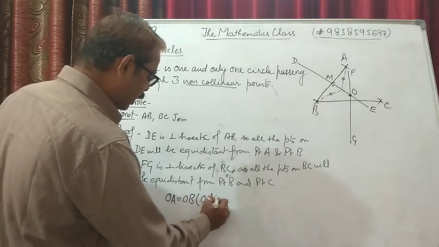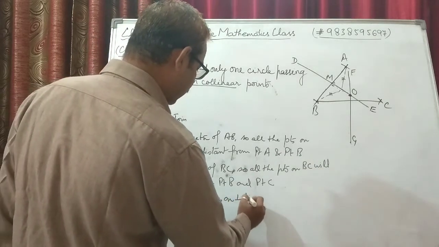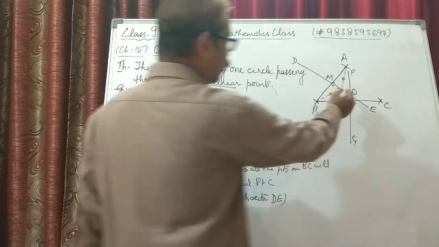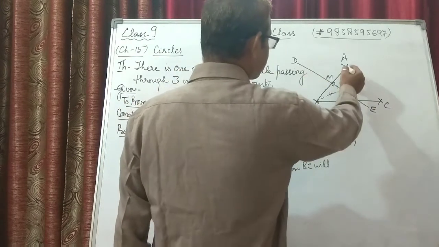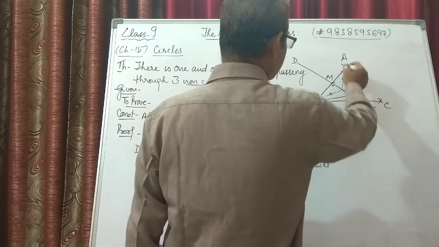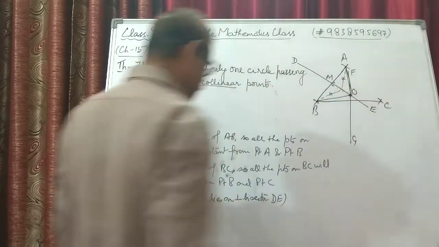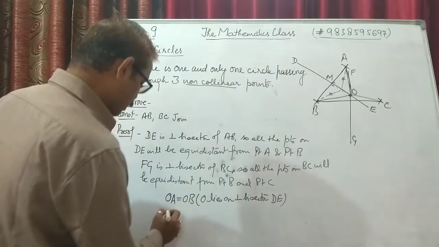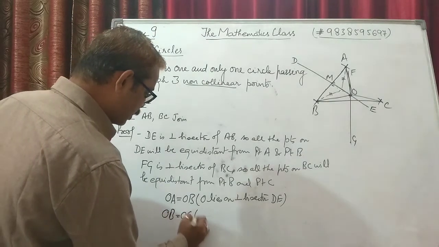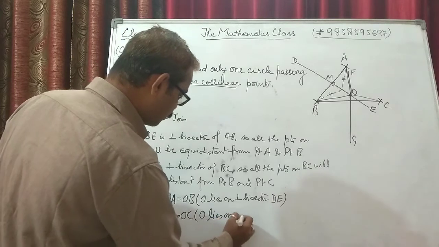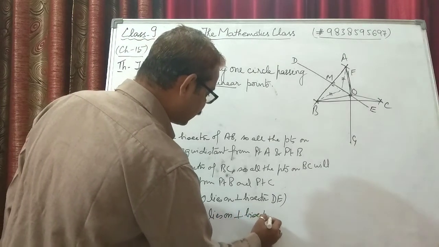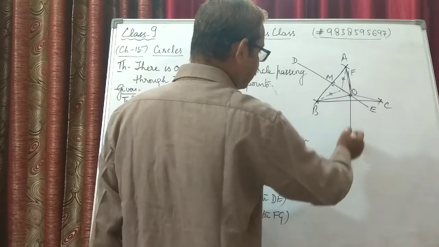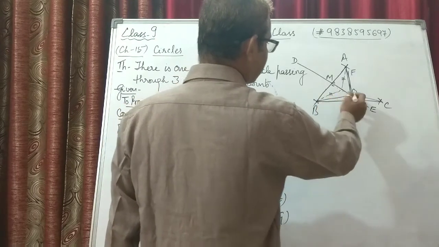Reason: O lies on the perpendicular bisector. Which perpendicular bisector? DE. O lies on perpendicular bisector DE, so OA and OB will be equal. Now second thing we can say, OB will be equal to OC, because O lies on perpendicular bisector FG. O also lies on FG, therefore O will be equidistant from B as well as C.